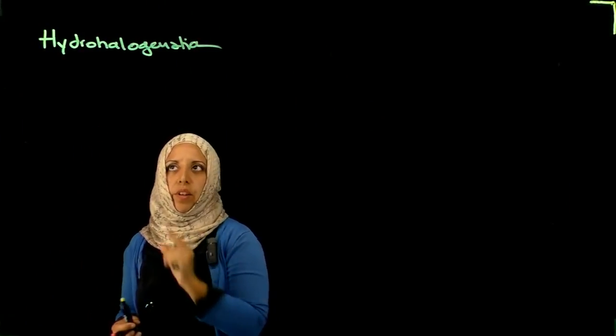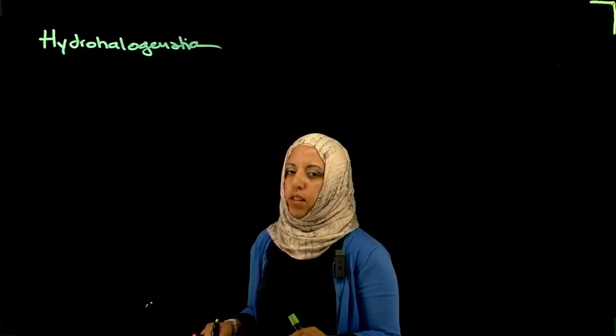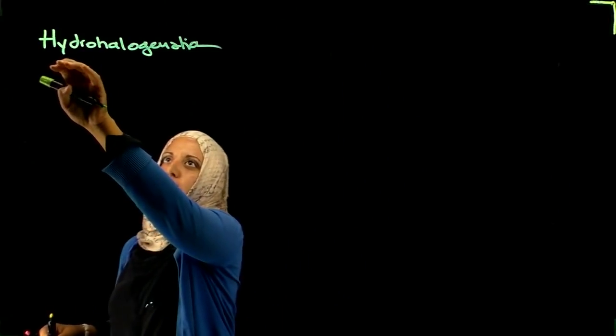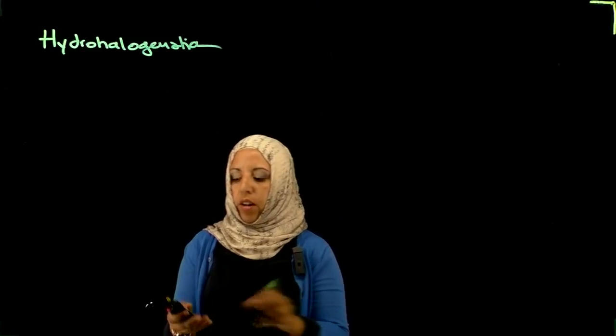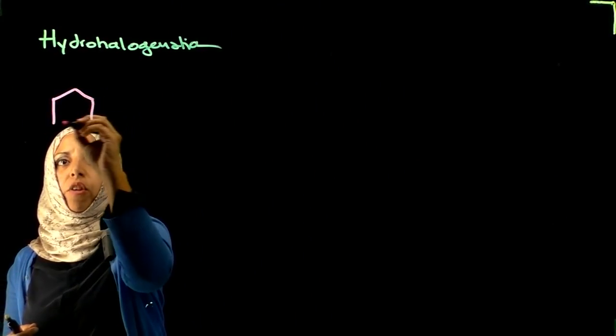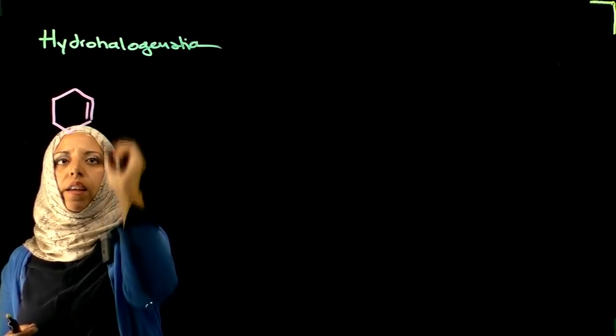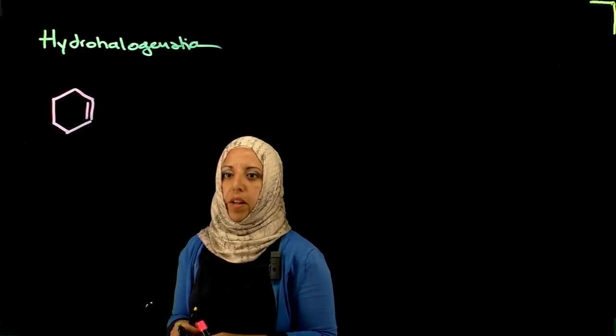Hello everyone. In this video, I'm going to be talking about some of the addition reactions that we talked about in class, and we'll start with hydrohalogenation. And just like the name implies, we're adding a hydrogen and a halogen across a carbon-carbon double bond. Remember when we talked about elimination, we were eliminating two groups across a carbon-carbon double bond, right? And in addition reactions, we're adding two groups across a carbon-carbon double bond.